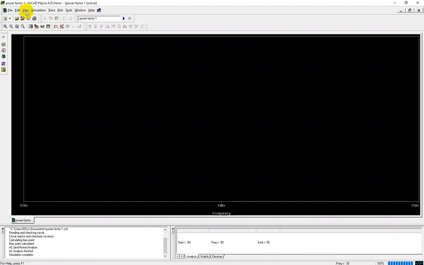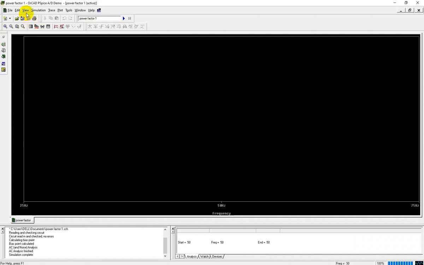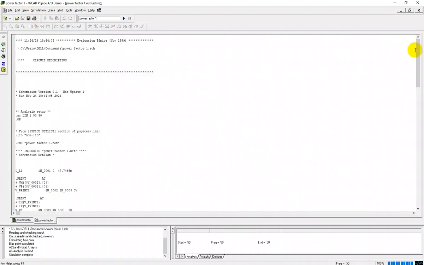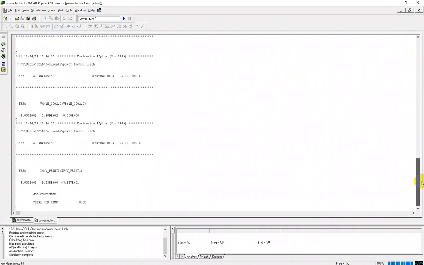We get the output window. Go to view. This window appears blank because we have not connected any probe. As we've connected I print and V print, it prints the value. So go to view, output files, come down. This is for voltage. You can see the frequency is 5.0 e power 1, that is 50 hertz. This is 2.309 e power 02, that is 230. And you can see the angle is mentioned as 0.